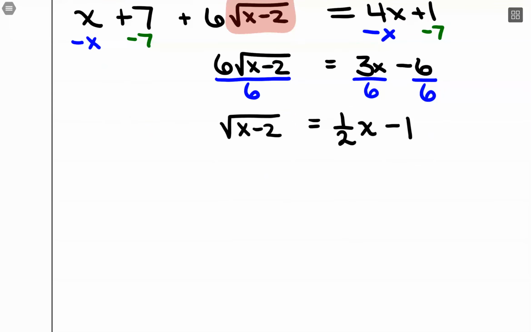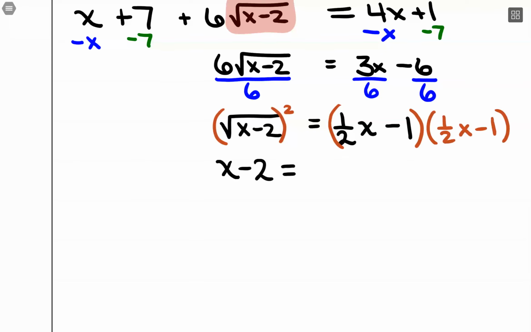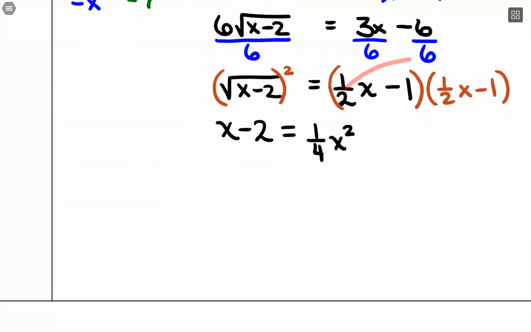Alright, so here we go for our second round of squaring. I'm going to square this side and square this side. And what we're going to see is foiling again over there. So on the left-hand side, we'll just have x minus 2. Over here, we'll have this 1/2 x minus 1 times 1/2 x minus 1. So foiling, half times a half is 1/4. x times x is x squared. Outer, negative 1 times 1/2, so negative 1/2 x. Negative 1 times 1/2, negative 1/2 x. And negative 1 times negative 1 for a positive 1.